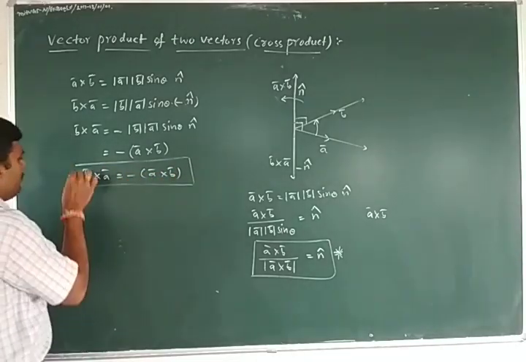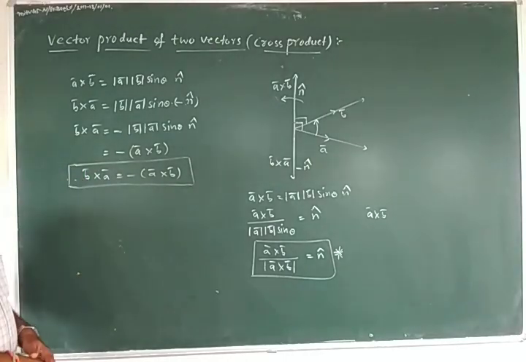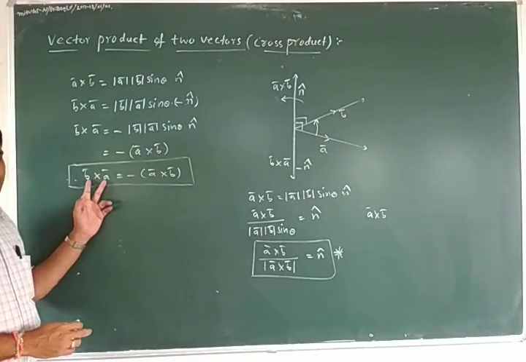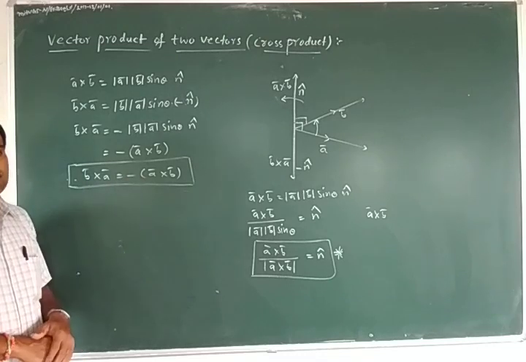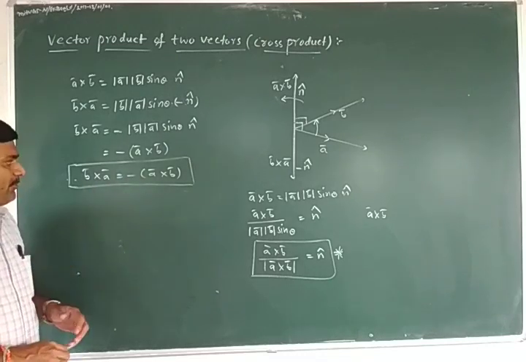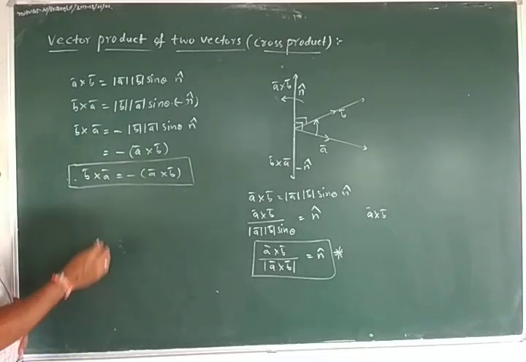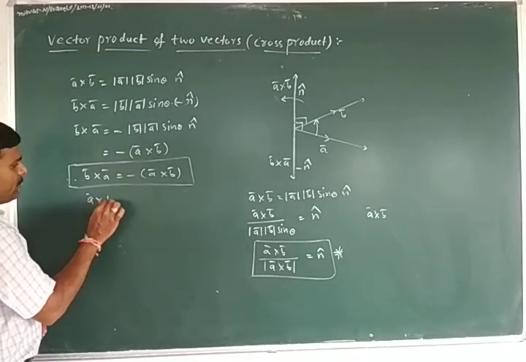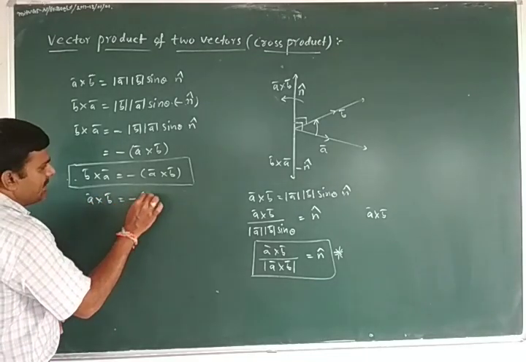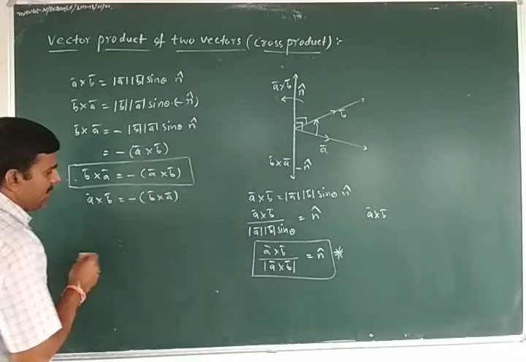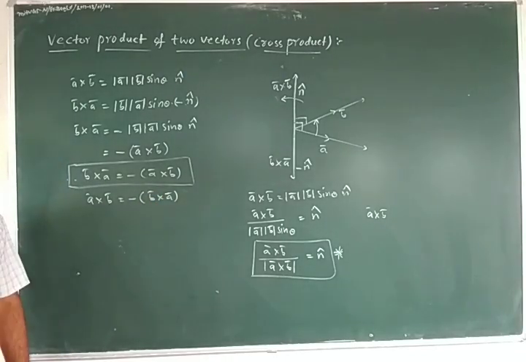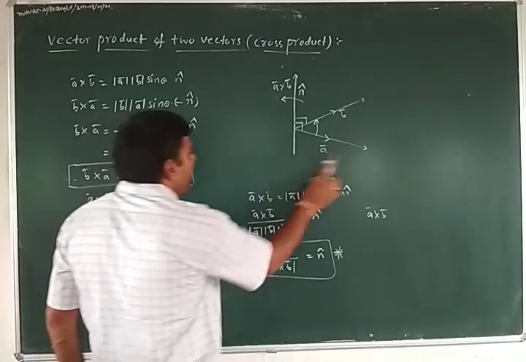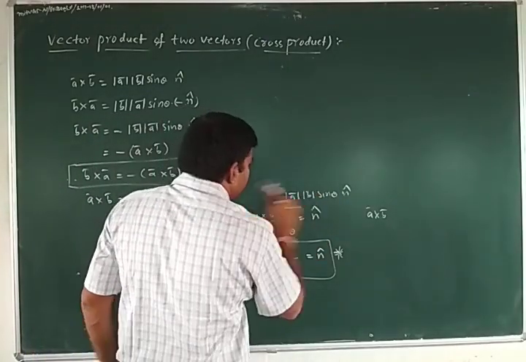So when we interchange the two vectors in a cross product, we get the negative sign. It's a very important point. Therefore a bar cross b bar can also be written as minus b bar cross a bar. It's a very important property. And now we are discussing some more properties.